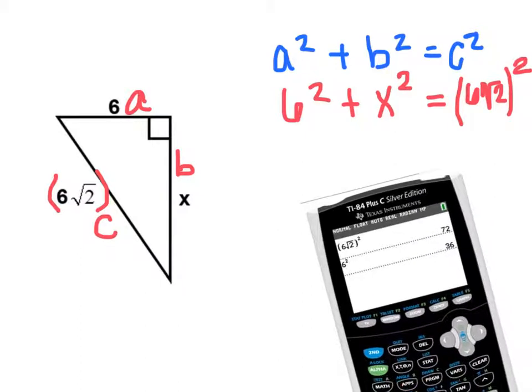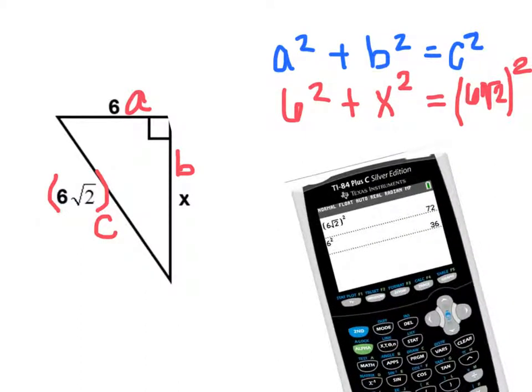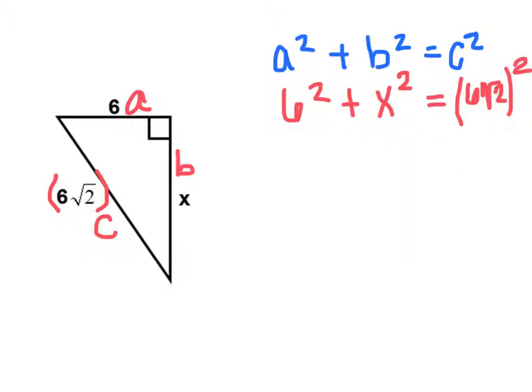If we use our calculator, we can plug that in: 6 times the square root of 2, and you have to make sure you use your parentheses here, all squared. We see that that equals 72, and 6 squared equals 36. So we'll fill those values into our equation. 36 plus X squared equals 72.